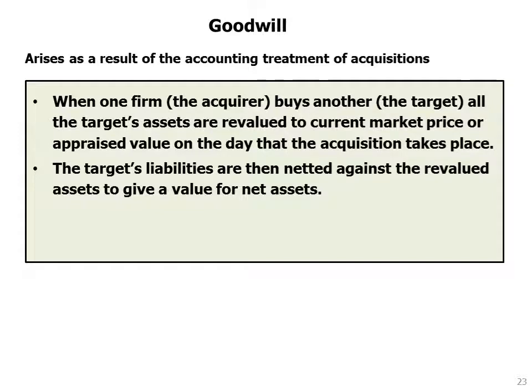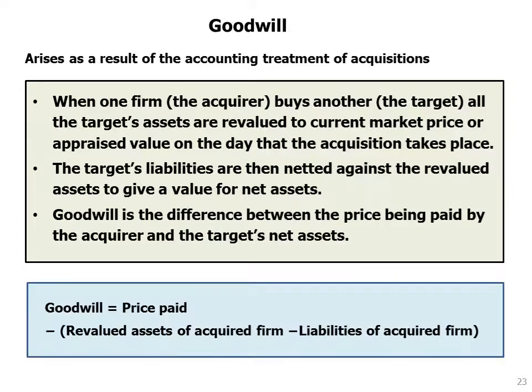So when one firm, the acquirer, buys another, the target, all of the target's assets are revalued to a current market price or an appraised value, which we've talked about already, on the day that the acquisition takes place. The target's liabilities at that time are then netted against the revalued assets to give a value for net assets. Goodwill is the difference between the price being paid by the acquirer and the target's net assets. So let's go through an example to try to show it more clearly.